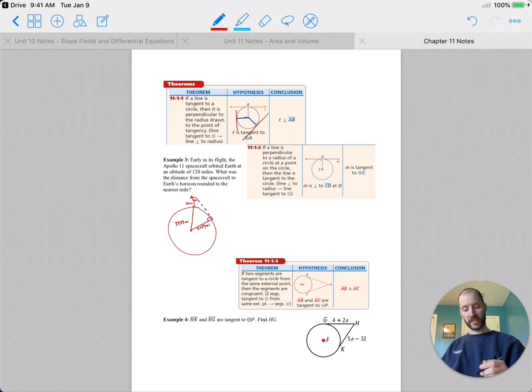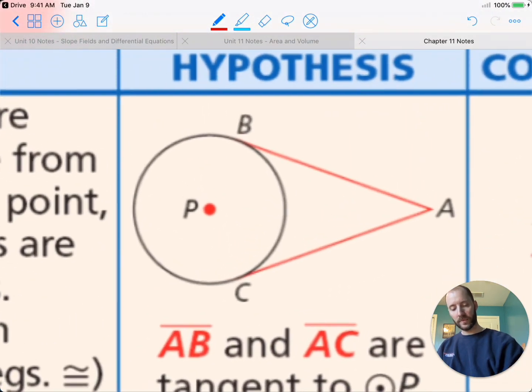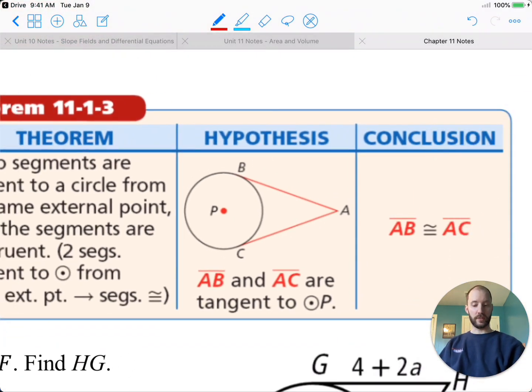Example 4 looks at another theorem. Two segments are tangents to a circle from the same point. So from point A, then the tangent to circle B, then the tangents are congruent.